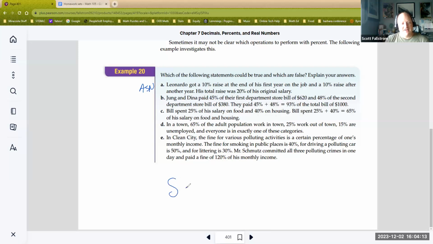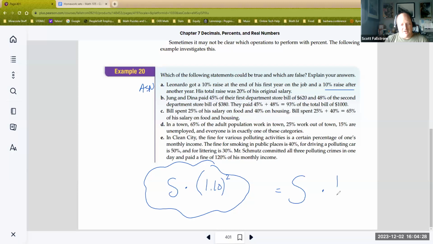but we'll call it S, and he got a 10% raise, but we know now that that's like 1.10. Then he got a 10% raise again. So basically that's squared. The question for you is, is this the same as his salary multiplied by 1.20? And the way you check it is by multiplying 1.1 times 1.1. And if you do check this, you end up with 1.21. And that is not the same.